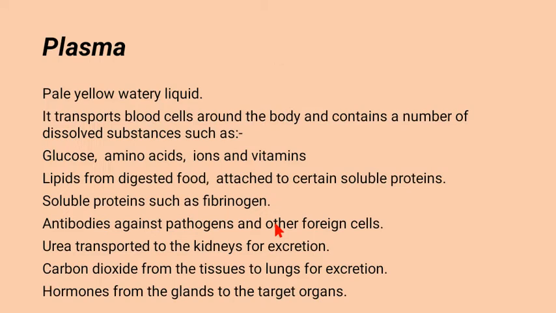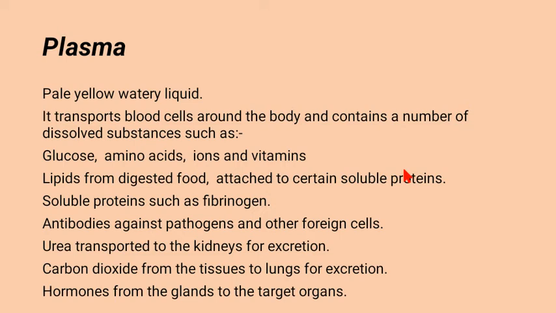First, we're going to talk about plasma. It is a pale yellow watery fluid. The function of plasma is to transport blood cells around the body, and plasma also contains various dissolved substances like glucose, amino acids, vitamins, fatty acids, and glycerol. These products all come from the digestion of food.